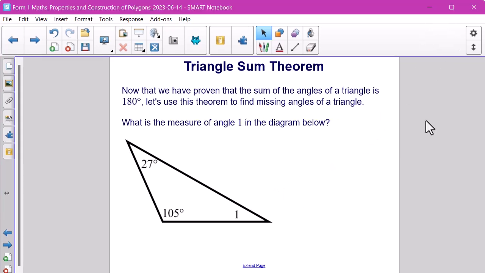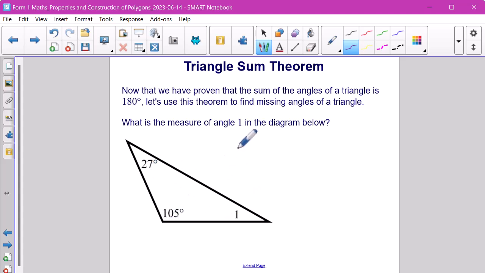we worked. Now that we have proven that the sum of the angles of a triangle is 180 degrees, let's use this theorem to find missing angles of a triangle. So what is the measure of angle 1 in the diagram below? Well, we know that all the angles in a triangle add up to 180 degrees. So we can create this equation, 27 plus 105 plus the measure of angle 1 is equal to 180 degrees.